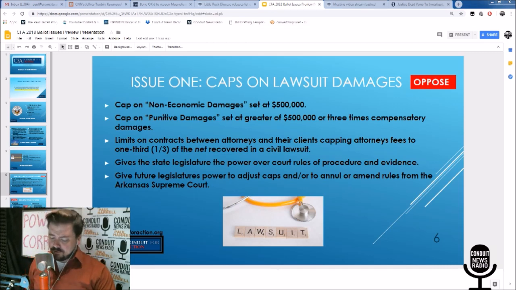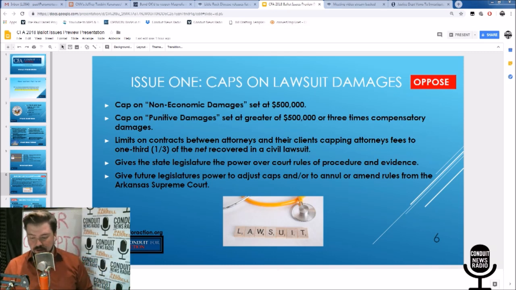Now, before we move on from Issue 1, I want to read you a statement here. Okay, this is really, really good. This is from Conduit for Action.